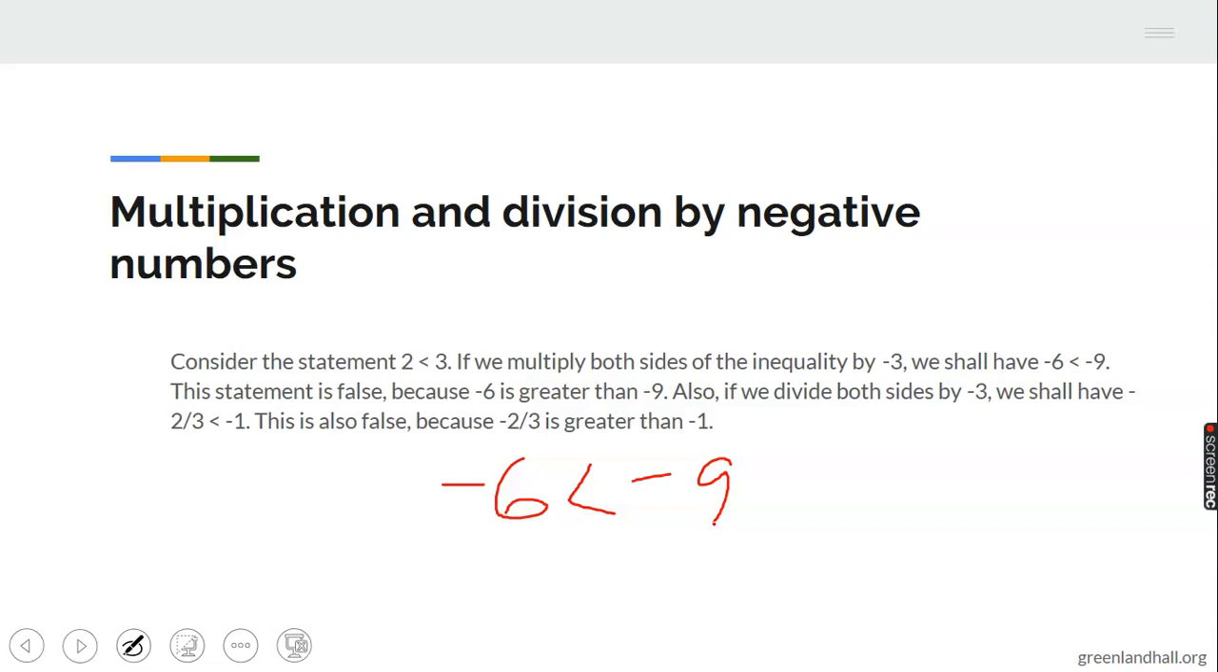Now, if you also do the division, dividing both sides by minus 3, don't forget we are considering negative numbers. That will be minus 2 over 3 is less than minus 1. This is also not true, because minus 2 over 3 is greater than minus 1. But what happened? How does this happen?